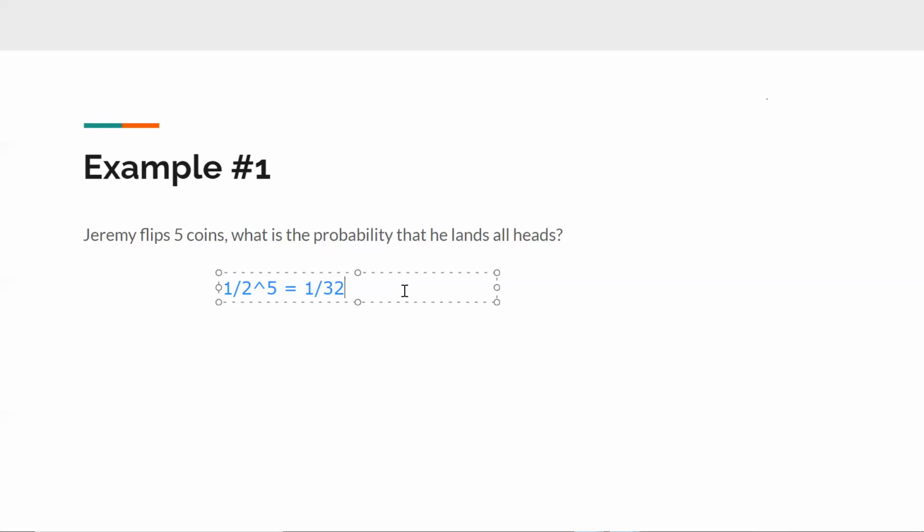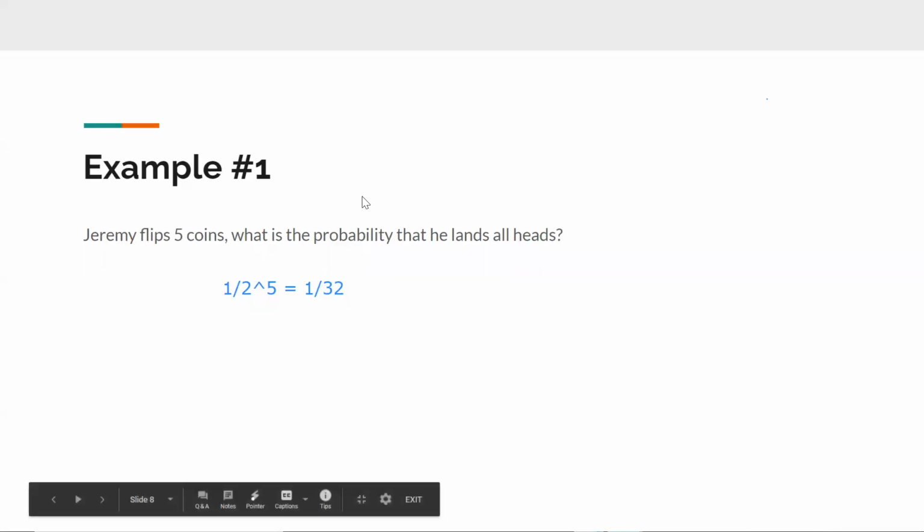So what I'm doing is, look, there's 5 coins. There's 2 values for each of these coins. That means the total amount of values is 32, all right? And there is one scenario out of these 32 possible scenarios where all of them land heads. So I can say that the answer is 1/32 confidently. But this is actually a really, really simple problem. And we're just gonna move on to something a little bit more advanced.